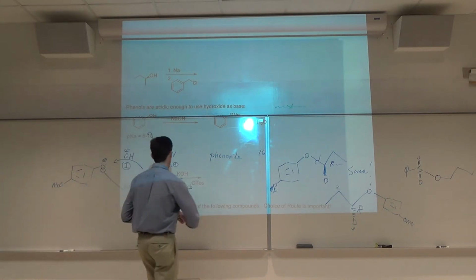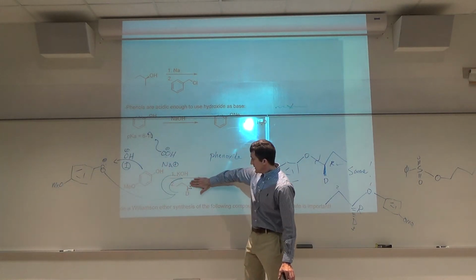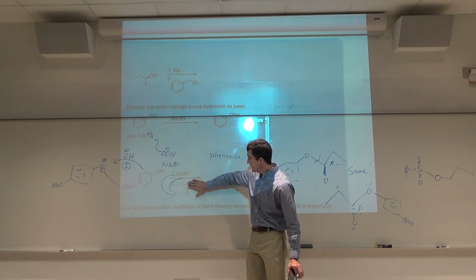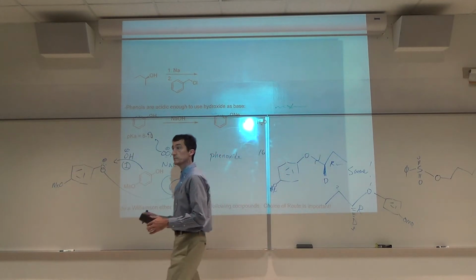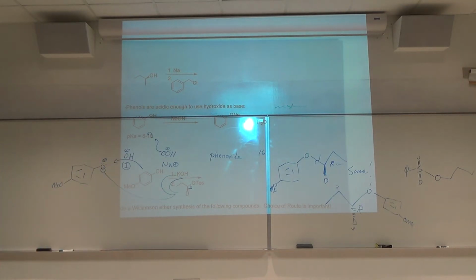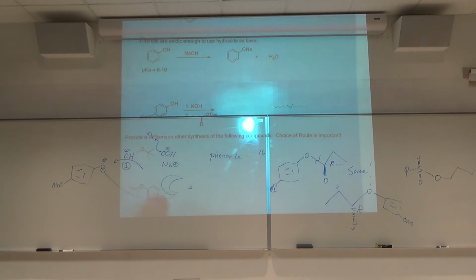Ultimately, what did we do? Instead of a tosylate, we now have the nucleophile bonded to that carbon. Tosylate was replaced. Okay, when you're doing a Williamson ether synthesis, choice of route is important.